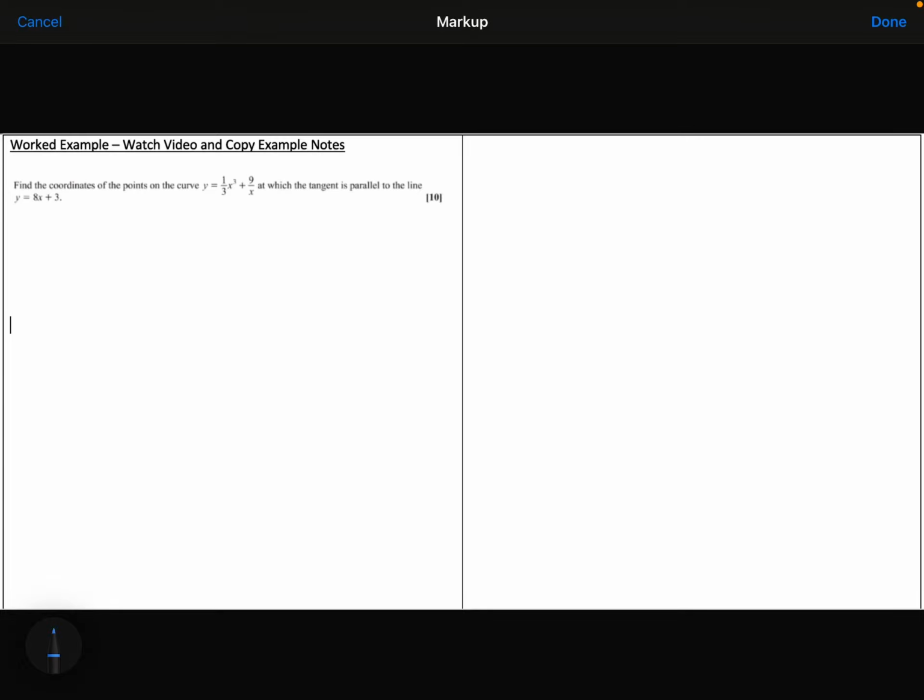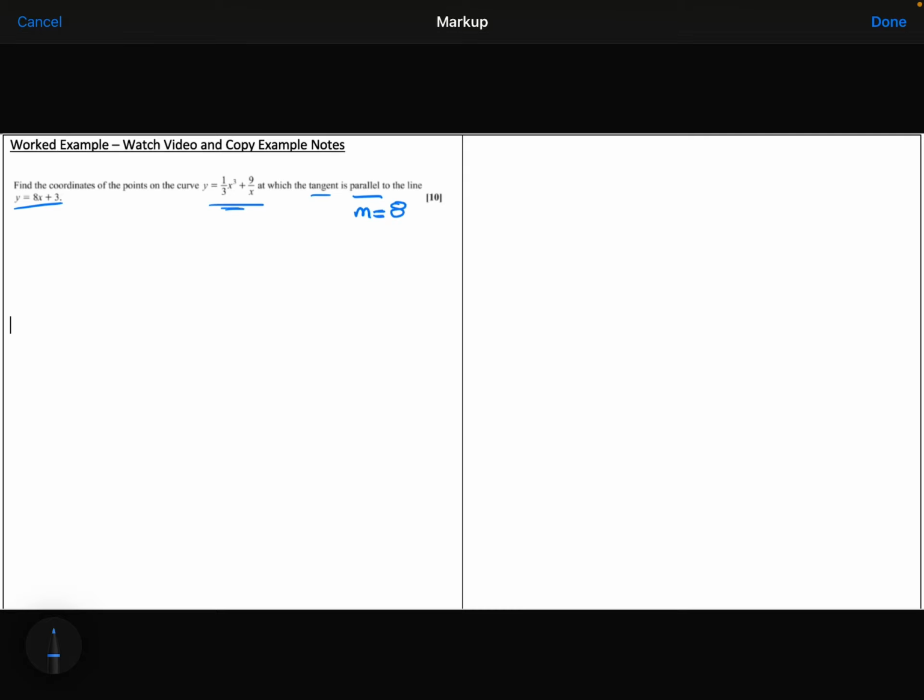Find the coordinates of the points on the curve y equals 1/3 x cubed plus 9 over x, at which the tangent is parallel to the line y equals 8x plus 3. So parallel to y equals 8x plus 3, that's telling me that the gradient is going to be 8. So when does the tangent to the curve have a gradient of 8?